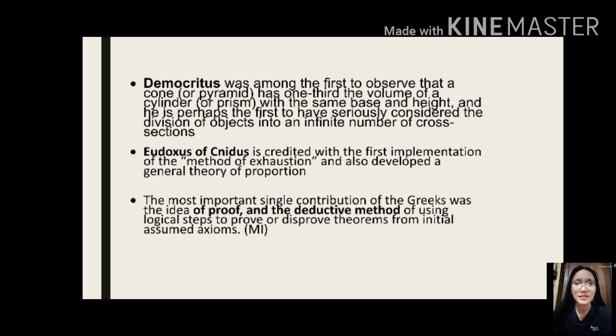He also developed a general theory of proportion, which was applicable to incommensurable or irrational magnitudes, as well as to commensurable or rational magnitudes. From then on, the idea of proof and the deductive method of using logical steps became an important contribution of the Greeks. The concept of proof gives mathematics its power, ensuring that proven theories are as true today as they were 2,000 years ago.